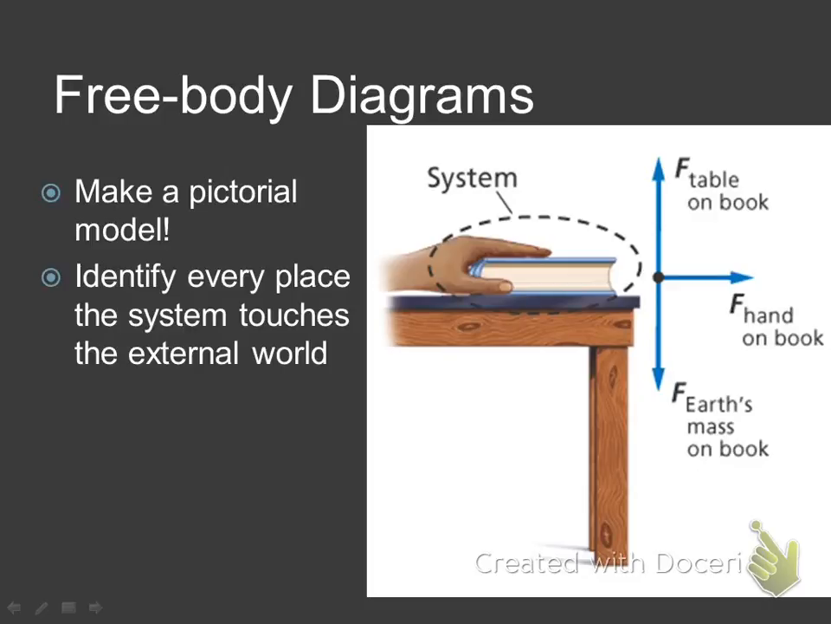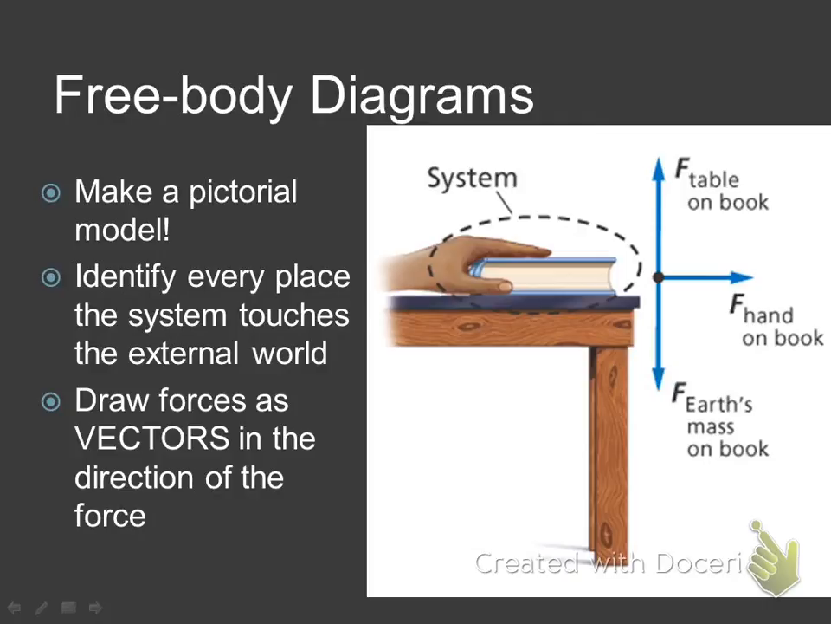So this is going to give us a model. So we're going to draw a free body diagram for like every force problem that we do, okay? And so our goal is to identify every place that our system touches the external world. Any single force that's acting on our object, we have to draw a force for it, okay? And forces are given by vectors, which are what shape? Lines, more specifically, arrows, right? And they go in the direction of the motion. Okay, or the direction of the force.